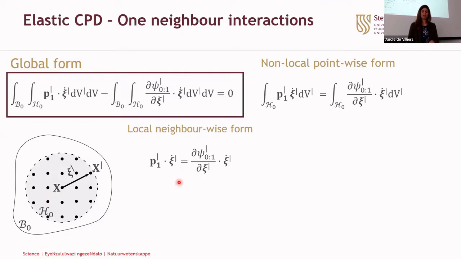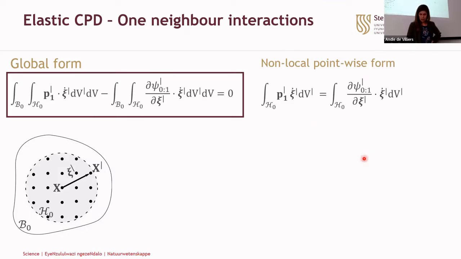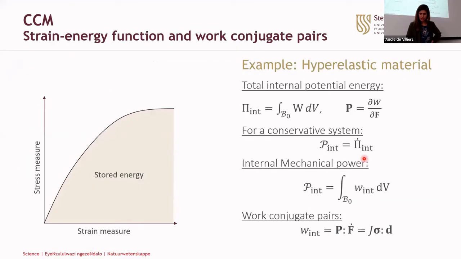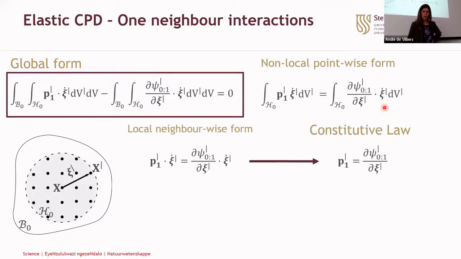And why I give the neighbor-wise form is we get the constitutive law from this form. So this is how the force density vector relates to the internal stored energy. I just want to go a few slides back to show that it looks vaguely similar to the continuum mechanics case.